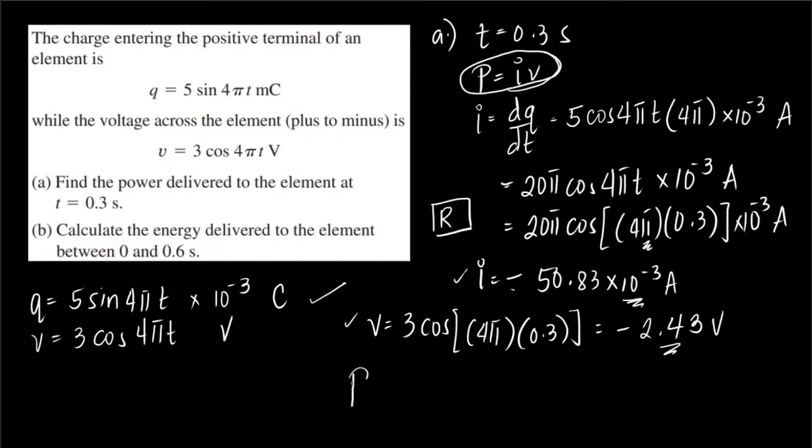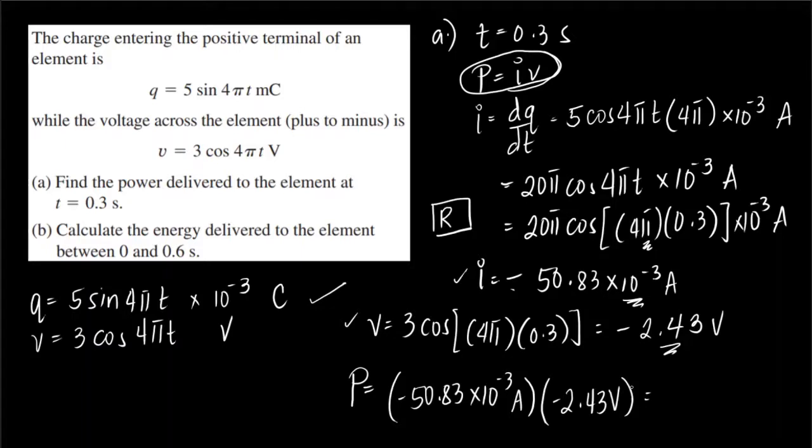We substitute the values of I and V into the formula. So now we have P equal to our I, negative 50.83 times 10 to the negative 3 amps, times V, negative 2.43 volts. What I got is 0.123 watts, because there are still important values.